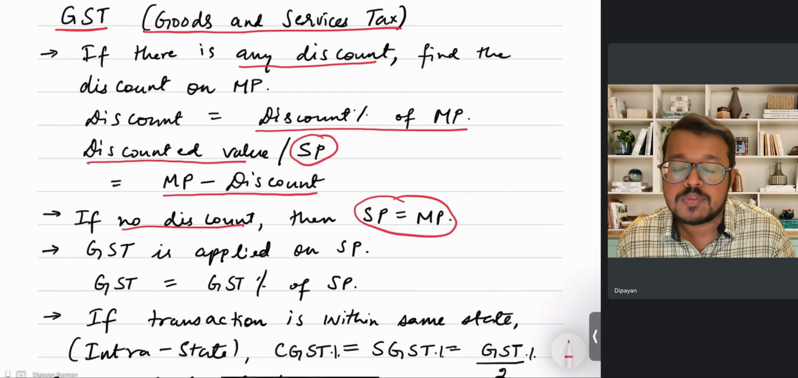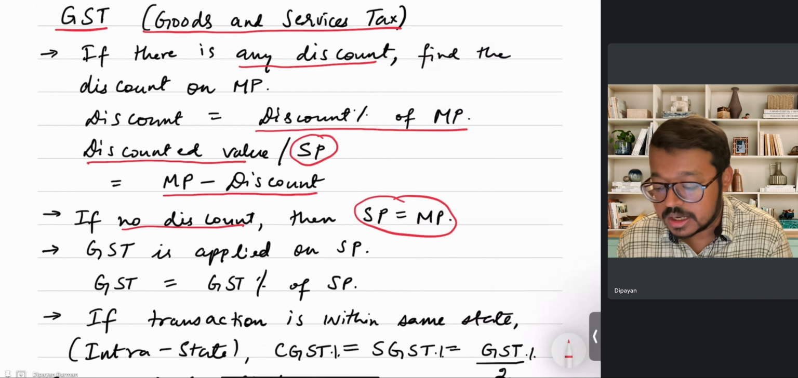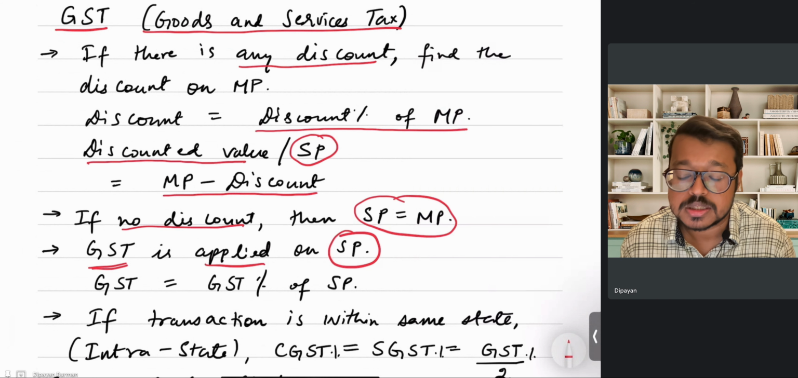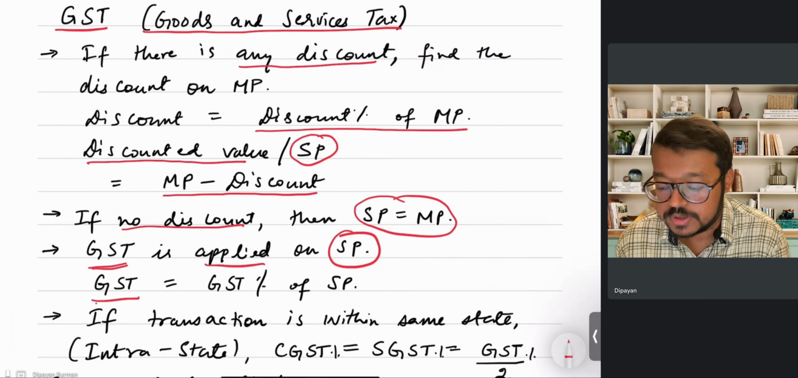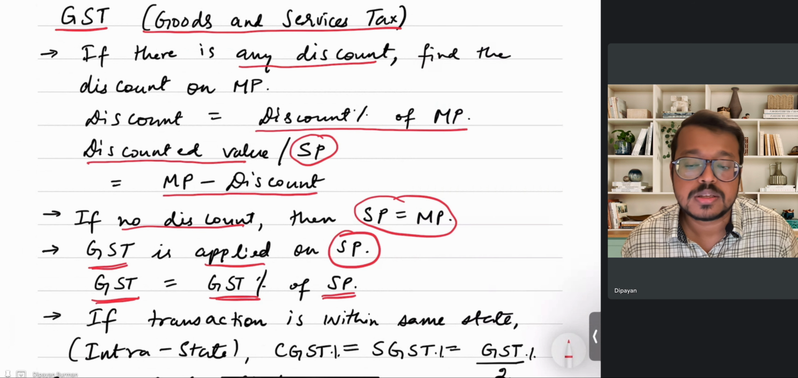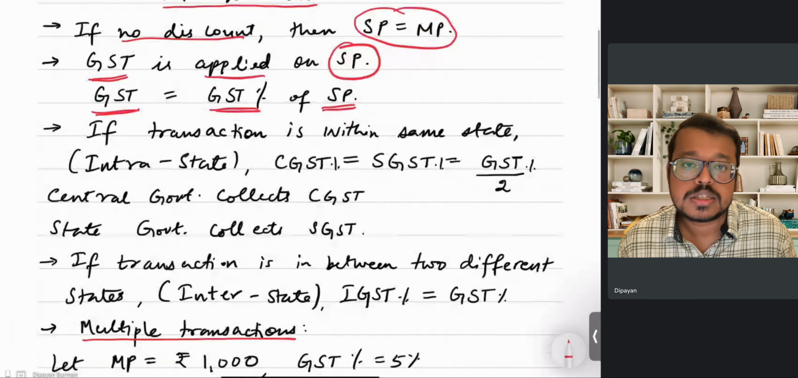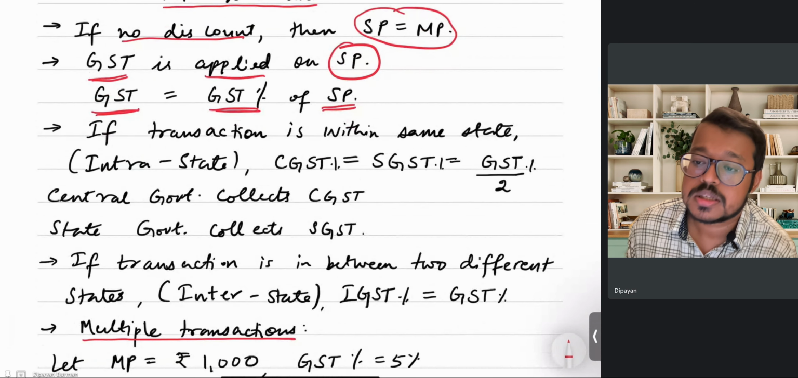Now the reason why we need to know the selling price is that any tax, including GST, is always applied on the selling price of the product. So GST value will be the rate of GST on the selling price. So for every item this is true. GST is generally given as a percentage.